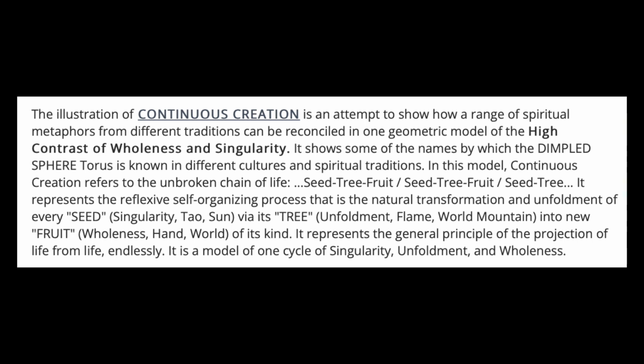In this model, continuous creation refers to the unbroken chain of life: seed, tree, fruit, seed, tree. It represents the reflexive, self-organizing process that is the natural transformation and unfoldment of every seed, singularity, Tao, sun, via its tree, unfoldment, flame, world, mountain, into new fruit, wholeness, hand, world of its kind. It represents the general principle of the projection of life from life endlessly. It is a model of one cycle of singularity, unfoldment, and wholeness.